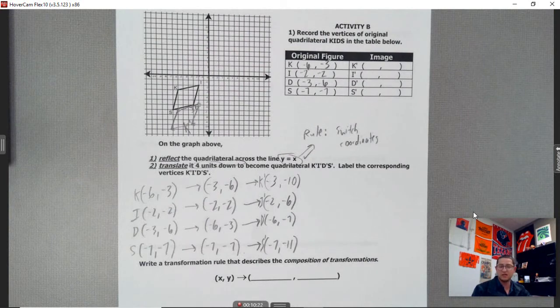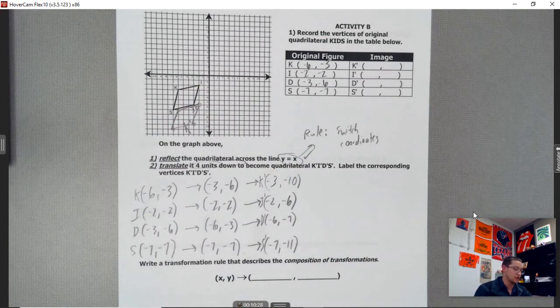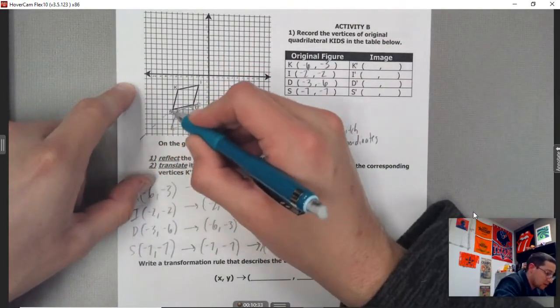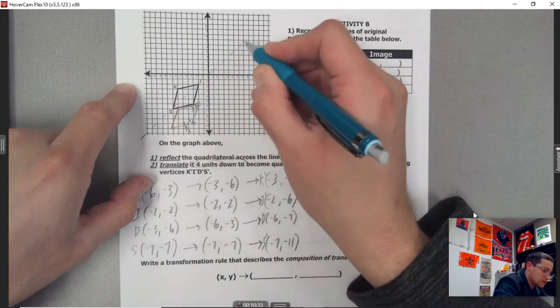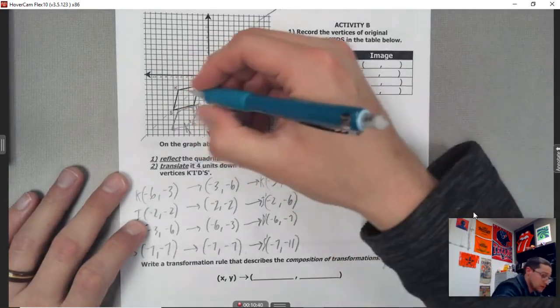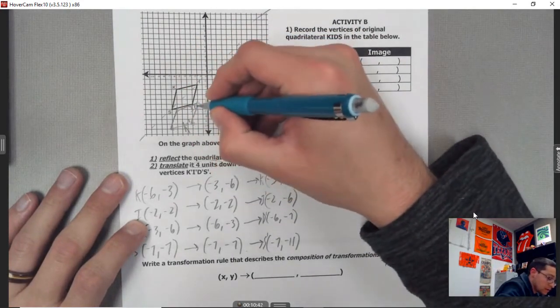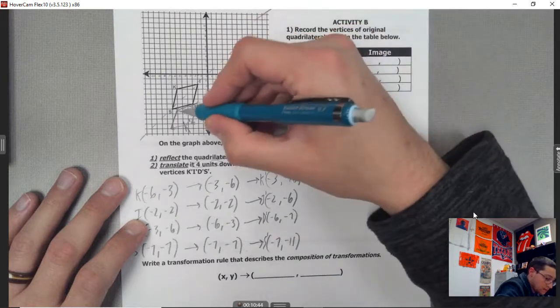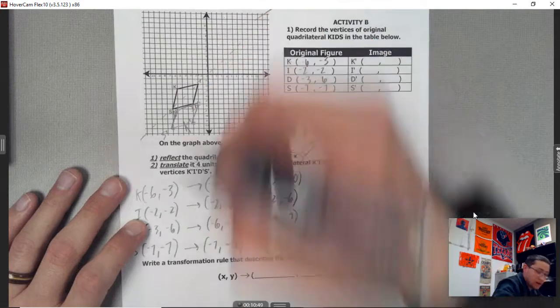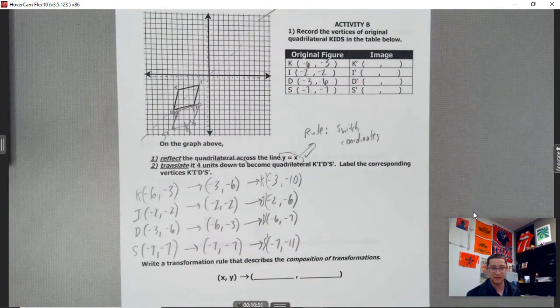Hard to see that actual change, right? Because it kind of just looks like a shift down. It certainly just looks like a shift down. But understand that it was a flip across this line right here, that y equals x line, which is approximately in there, and then we shifted it down. And then this one is K prime, I prime. This one was your last one, so S prime, but D prime is here, in there. A little bit hectic in there, but that is the labeling.